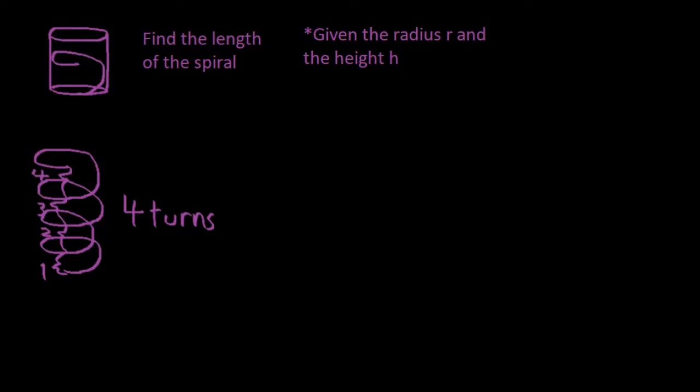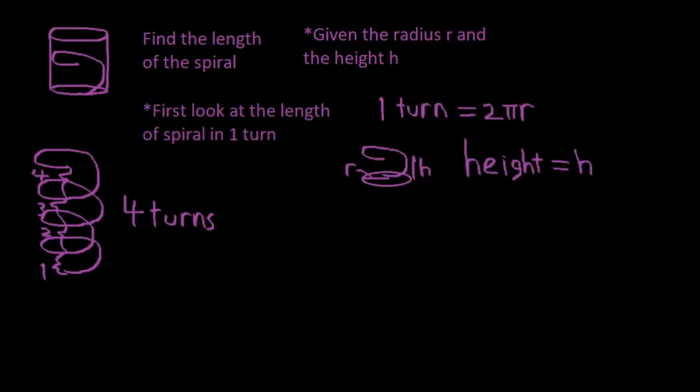In this diagram, you can see I put about 4 turns, but it doesn't have to be 4. It could be just about any number of turns. Okay, so now what we need to focus on is to first see the distance, the length of the spiral in the first turn. So first we have to look at the length of the spiral in one turn.